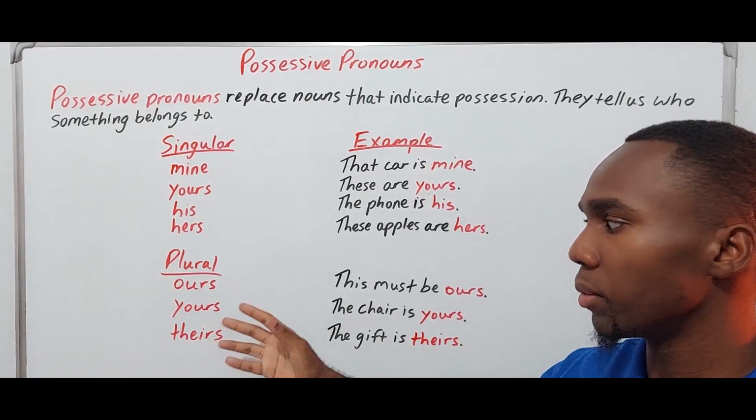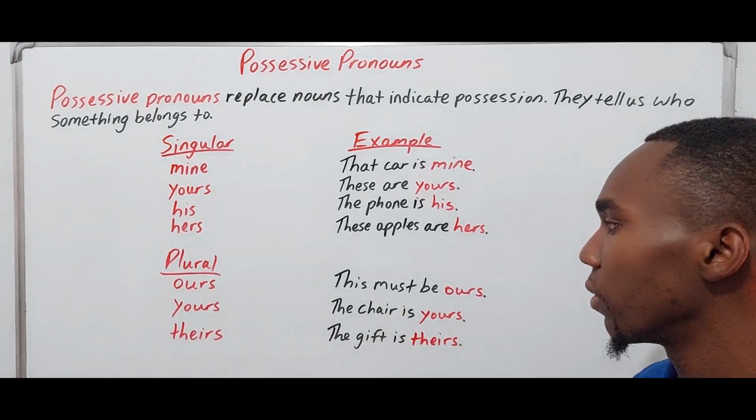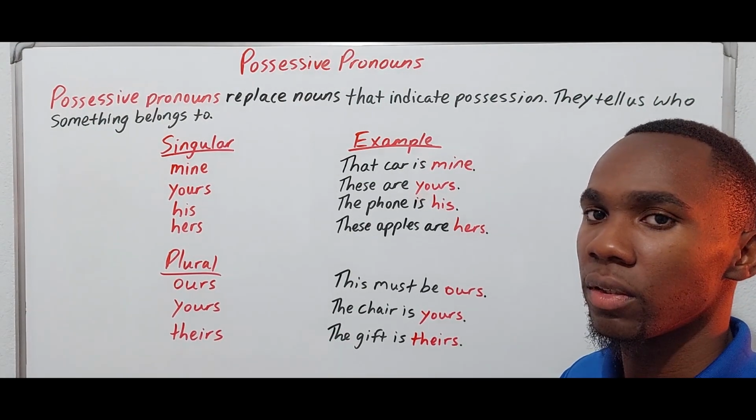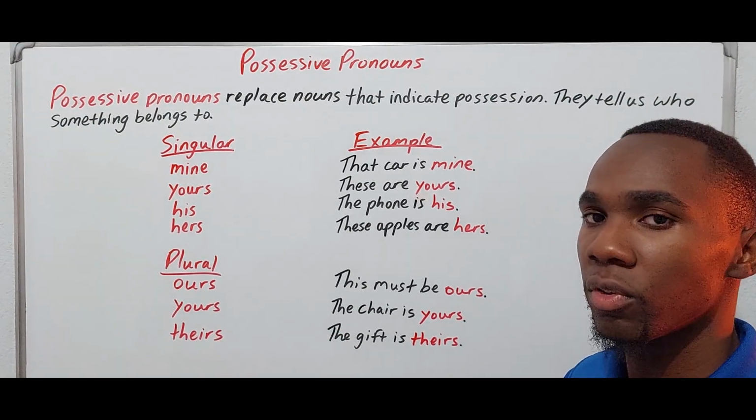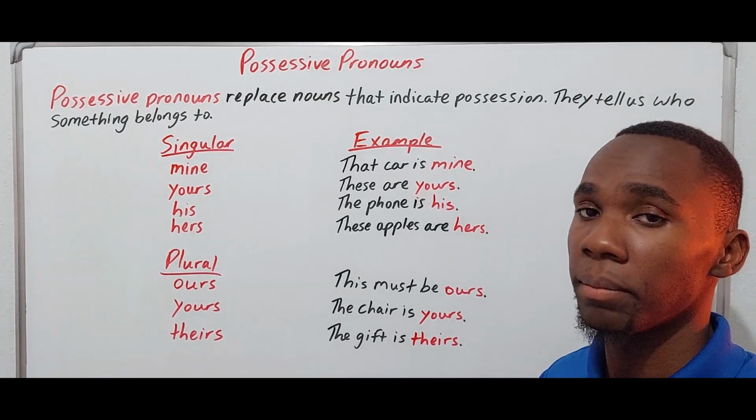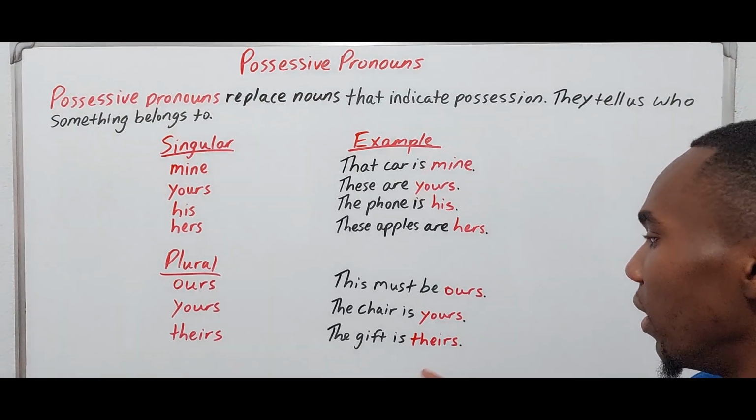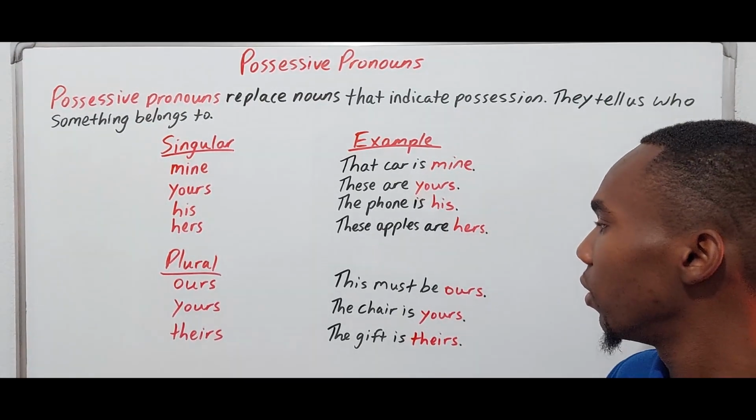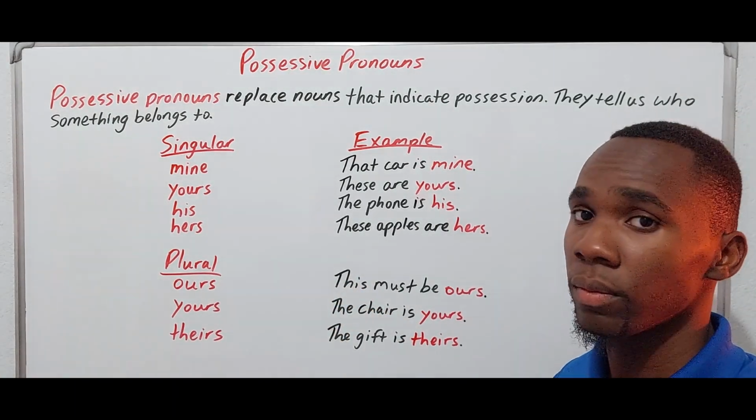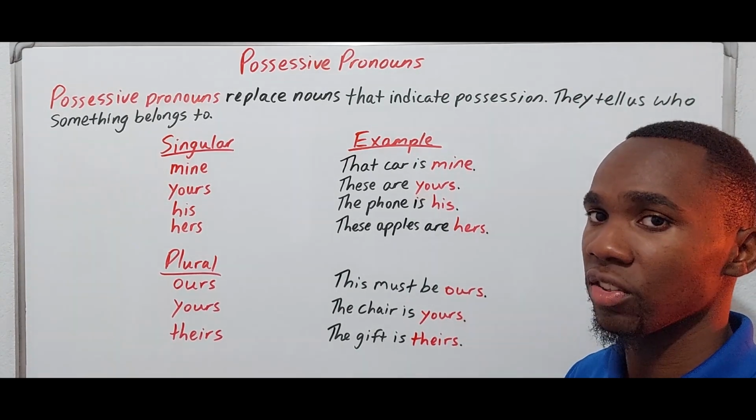Yours would be the second person plural. The chair is yours, and the third person plural, theirs, would relate to they, right? So the gift is theirs. So as you see, these possessive pronouns can stay on their own. So they're going to replace nouns that indicate possession.